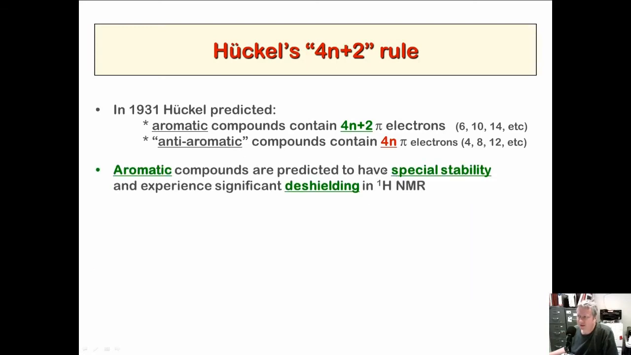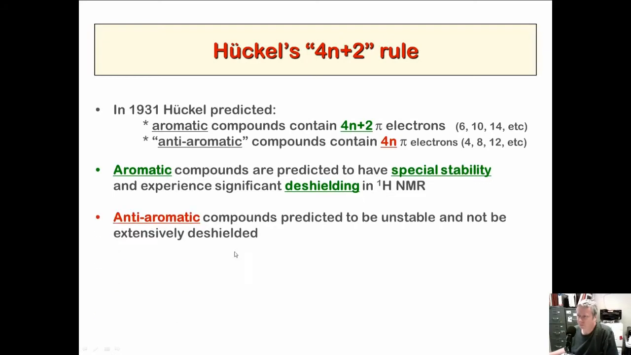Aromatic compounds are predicted to have special stability and experience deshielding in proton NMR. So aromatic will have these kinds of properties, okay? Anti-aromatic compounds are predicted to be super unstable, almost explosive, they just want to degrade. They don't want to be anti-aromatic. It's a very unstable class of molecules. And they're not expected to be extensively deshielded either. So aromaticity has this stability and deshielding effect. Anti-aromatic are unstable and not extensively deshielded.